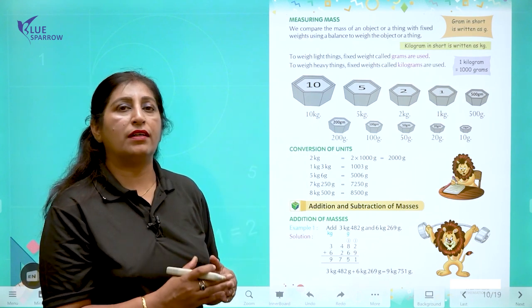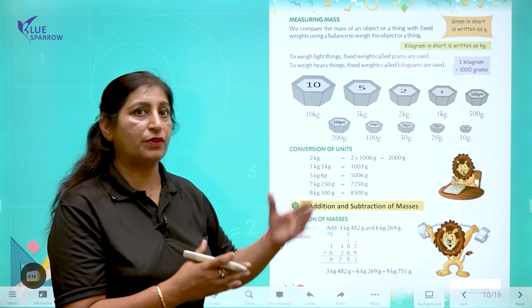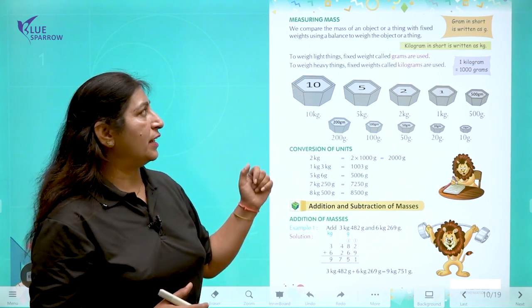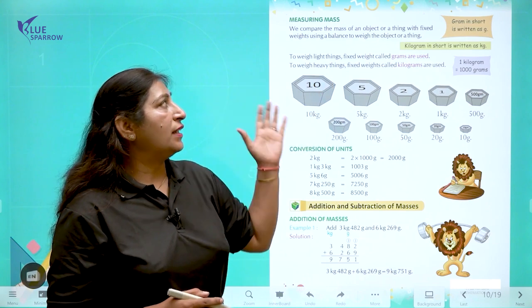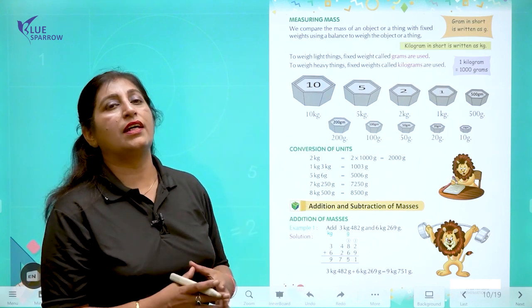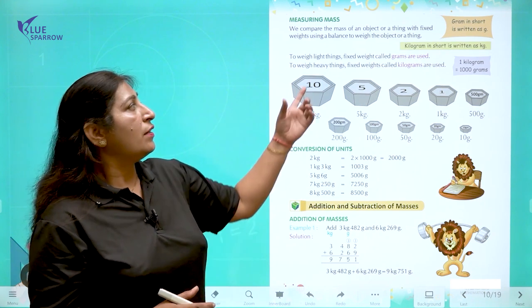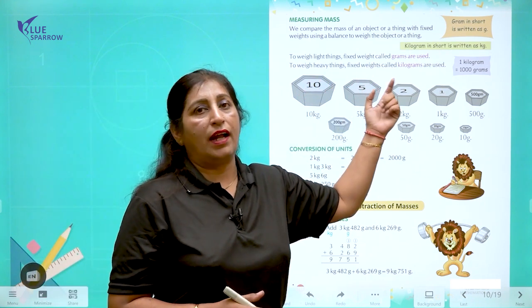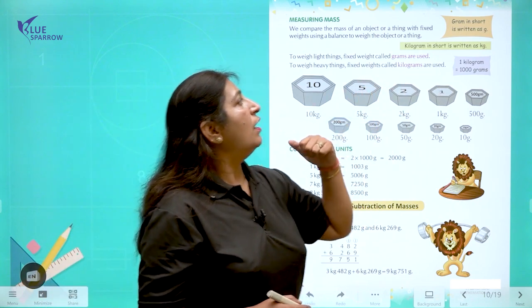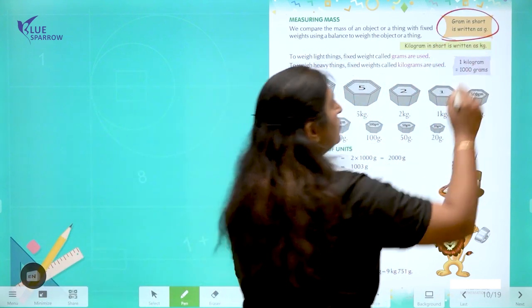We have to compare the mass of the different objects with the fixed weights so that we can measure the mass of different objects. And to weigh the little things, means small things which have less weight, means which are having small masses, they are measured in grams, and gram in short is written as g.